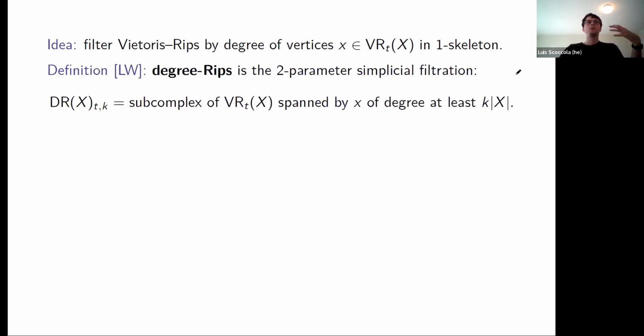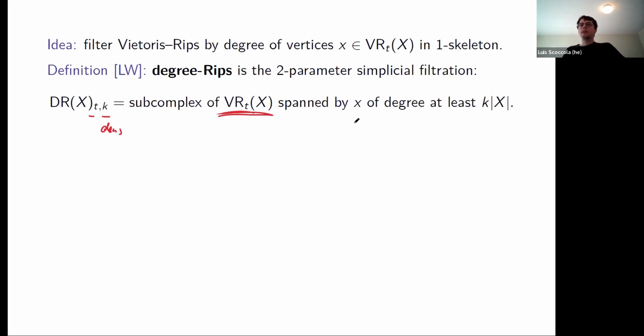So this was introduced by Lesnick and Wright, and the definition again is take Vietoris-Rips. Again, this has two parameters, T and K. This is density, and this is scale. And now you take Vietoris-Rips at distance scale T, and you just take the subcomplex that is spanned by the vertices of degree at least K times the number of points in X. And if you want to forget about this, it's okay, it's just a normalization. So you take just the vertices of degree at least K.